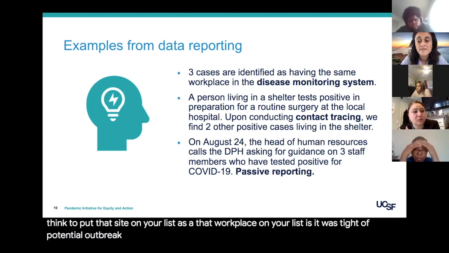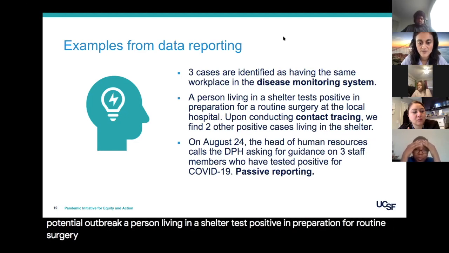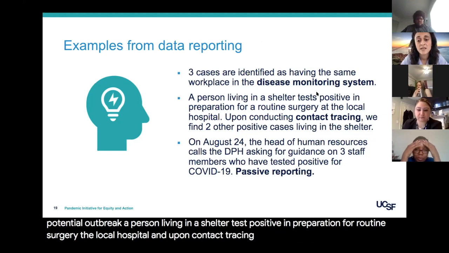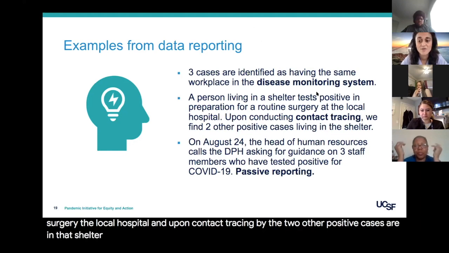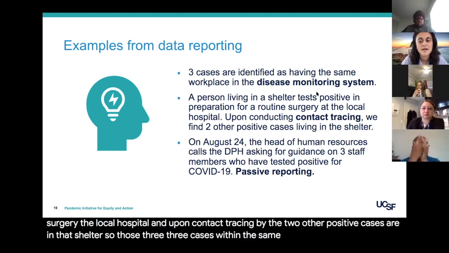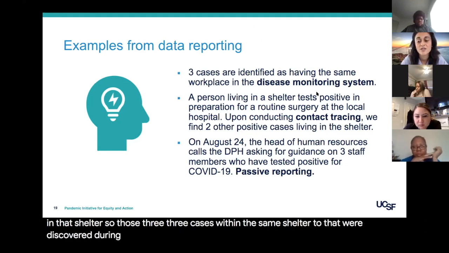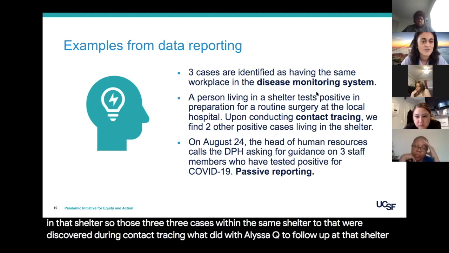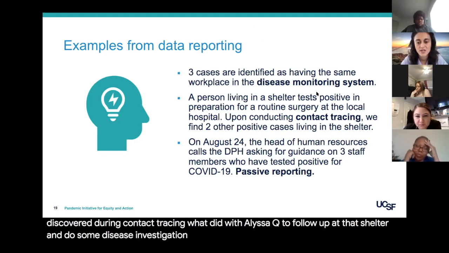A person living in a shelter tests positive in preparation for routine surgery at the local hospital, and upon contact tracing, find that 2 other positive cases are in that shelter. So those three cases within the same shelter, 2 that were discovered during contact tracing, would elicit you to follow up at that shelter and do some disease investigation there.